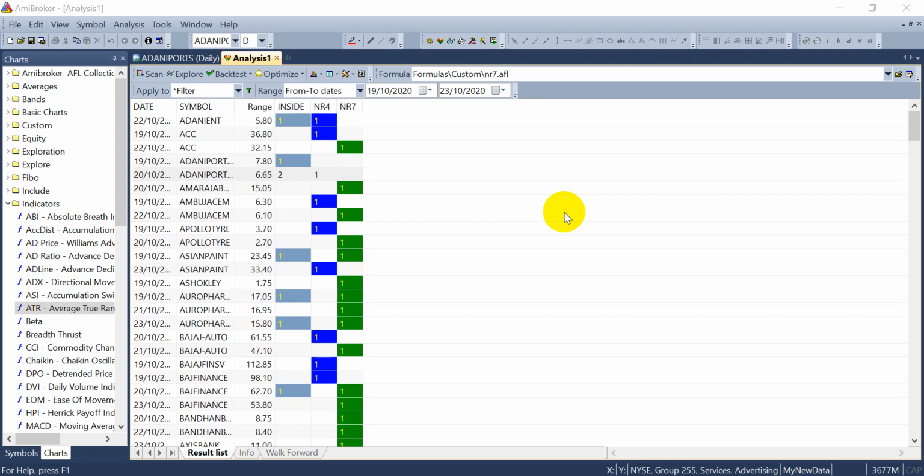This is a combination of NR4 plus inside bar, and it's an AFL which I'm using, and it helps us in finding good swing trades both on daily and weekly time frame. So first let me explain what an inside bar is and what an NR4 setup is.